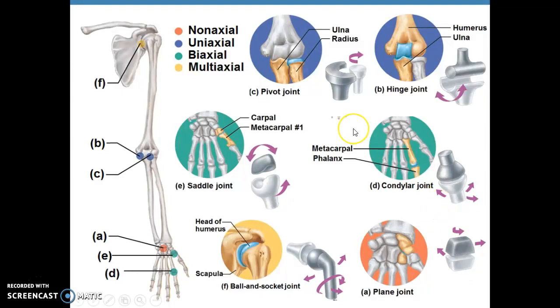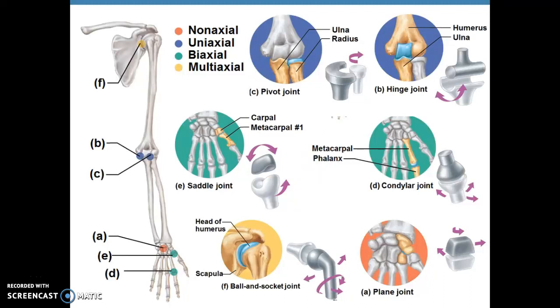We have two uniaxial joints. So we have a pivot joint and we have a hinge joint. So whenever you bend your elbow, and you do almost like a bicep curl, that bending, that's going to be the hinge in your elbow. And then the pivot would be if you're turning your arm in a circular motion.